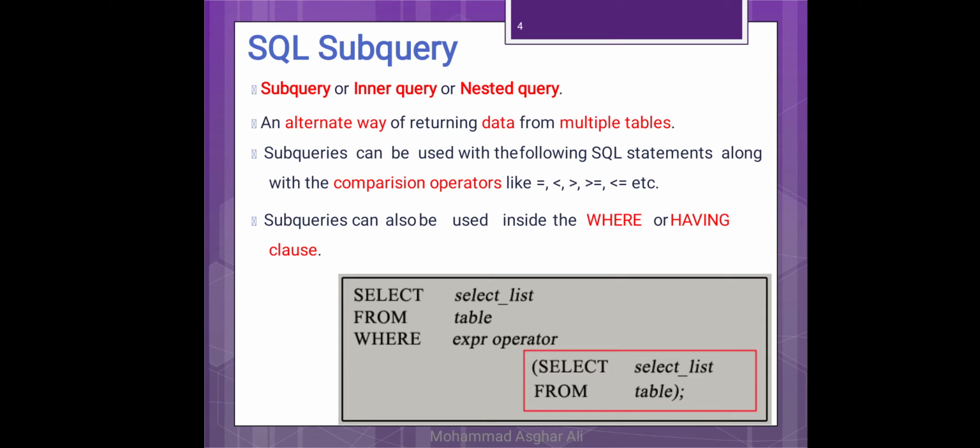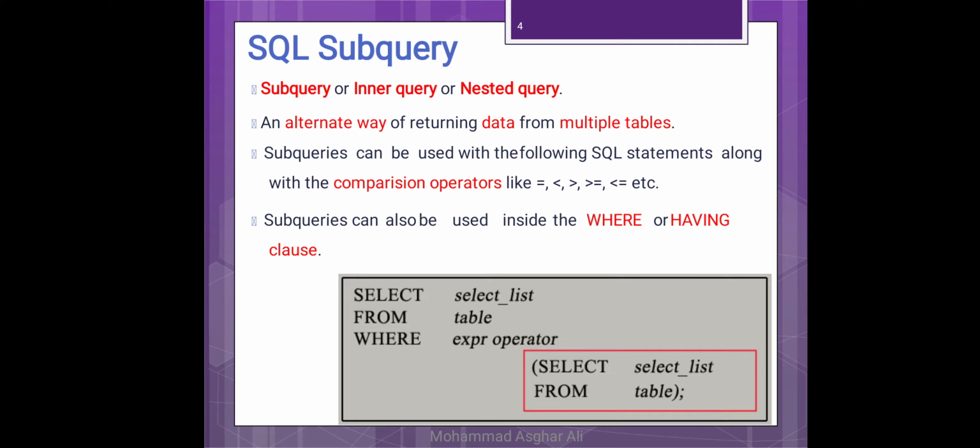A subquery, which is also called an inner query or nested query, is an alternate way of returning data from multiple tables. A subquery can be used with SQL statements along with comparison operators like equal to, less than, greater than, less than or equal to, greater than or equal to. Subqueries can also be used inside the where or having clause.